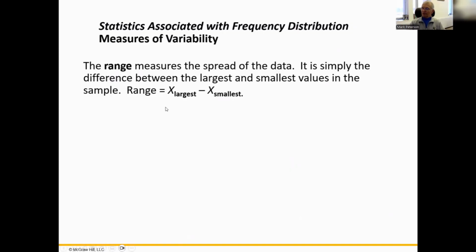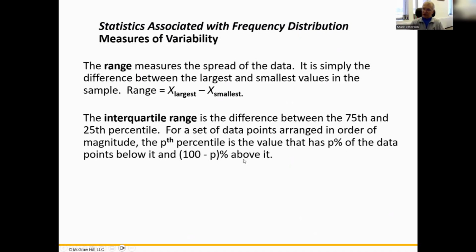The range for a distribution would be the largest minus the smallest value. So if you had a 1 to 7 response scale and respondents used 2 through 5, then your range would be 3. And so this gives you some indication of how respondents used your scale. Interquartile range is the difference between the 75th and the 25th percentile.